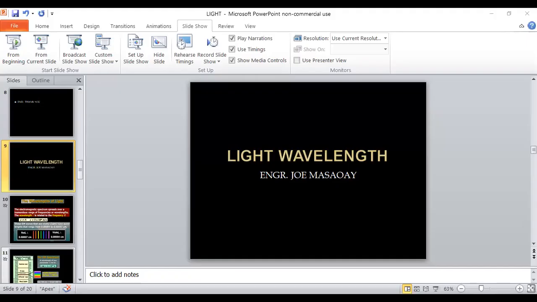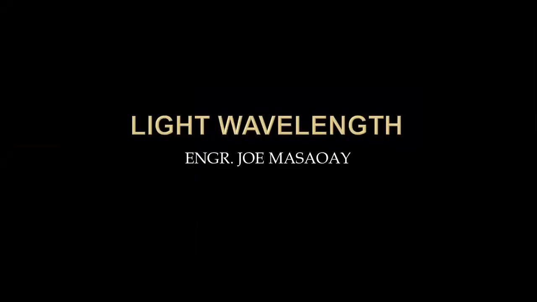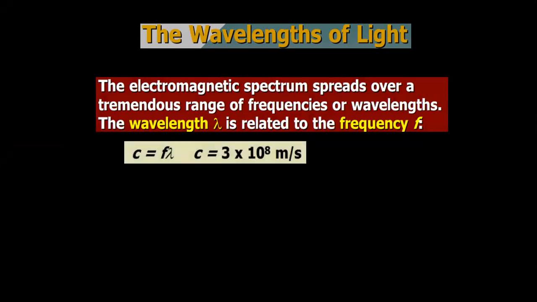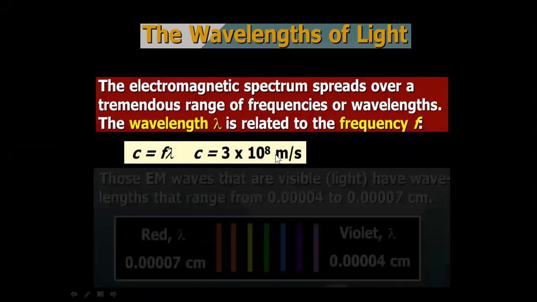Good day. In this video, you're going to learn about calculations regarding light's wavelength. The wavelengths of light: the electromagnetic spectrum spreads over a tremendous range of frequencies and wavelengths. The wavelength, lambda, is related to the frequency, f. The speed of light, c, is equal to the product of frequency and wavelength, whereas the speed of light is always constant at 3 times 10 raised to 8 meters per second.